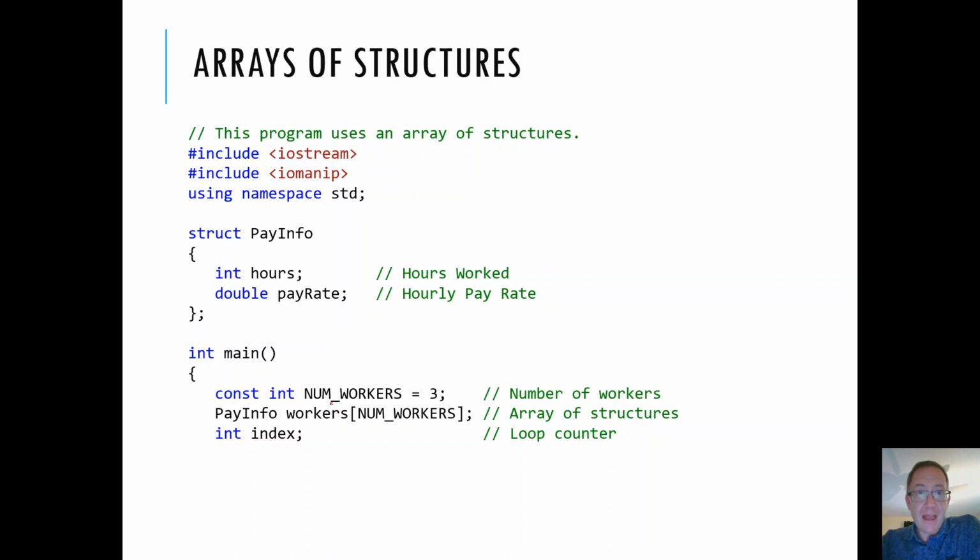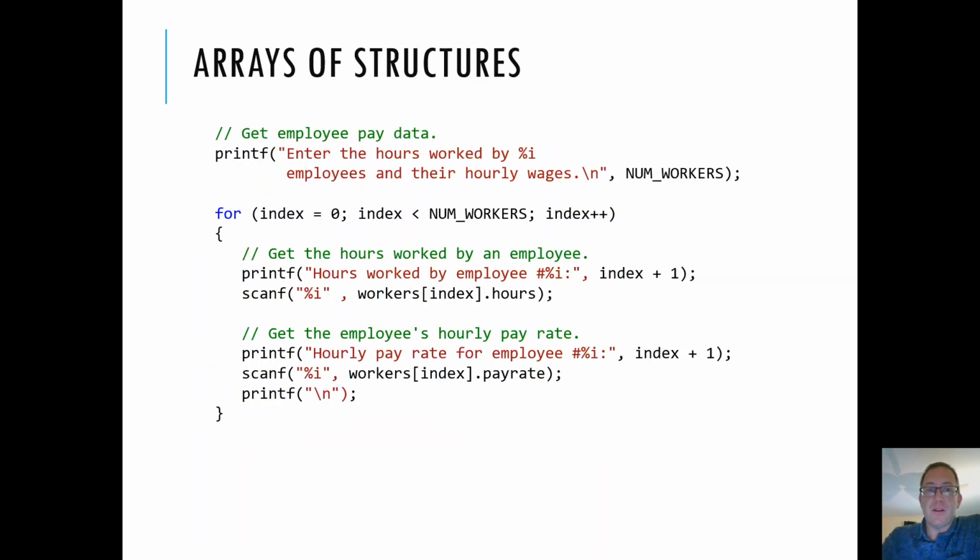So I can have an array of these structures, and I can get individual elements of that structure. I could then go through with a while loop, pulling out all the various workers. In fact, that's what I'm going to do next. So enter the hours worked by person blah, employees and the average wages. Okay, so for each one of these workers, there's 3 workers. I get the hours worked by the employee.